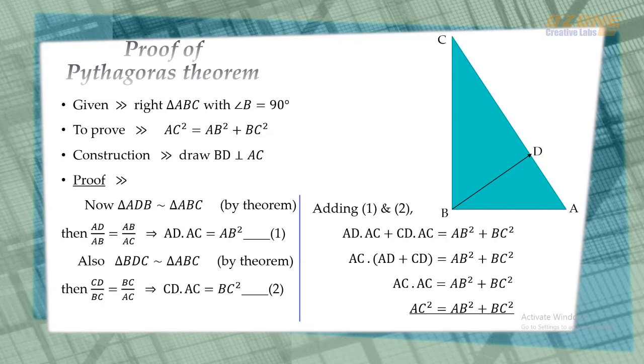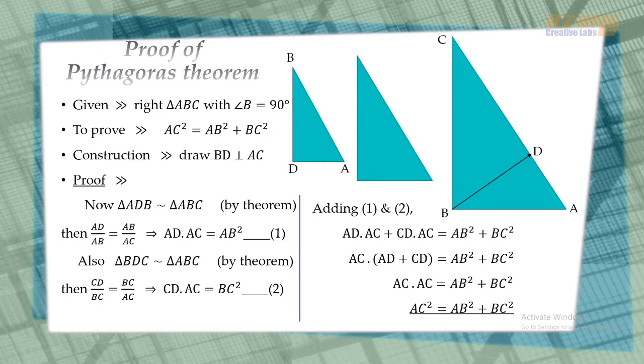Now we know that BD will cut the bigger triangle into two smaller triangles. We will separate those two triangles and draw them once again. One triangle is ADB, ADB is the first triangle, and the other one is BDC. So the bigger triangle is cut into two smaller ones. Now we will go through the proof using the similarity theorem.